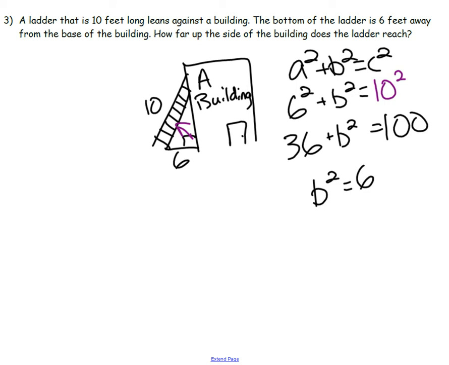b squared is 64. But we don't care what b squared is. We want just b. So what do we have to do with that number? Times it by, divided by 2. Oh, you have to square it. Divided by 2. How do you get that though? You take the formula.